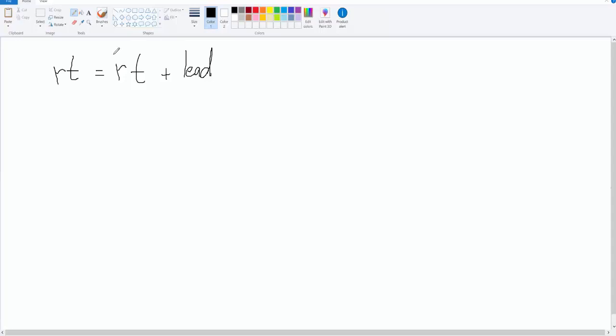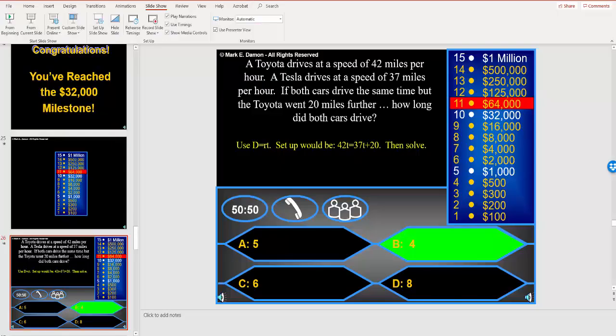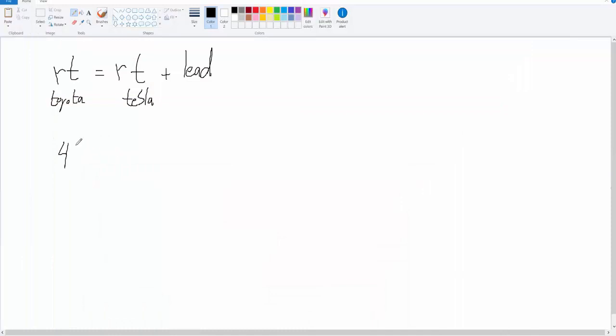We know that distance equals rate times time. So we have the rate times time of the Toyota over here, and then we have the Tesla over here. The fastest one will be over here. And we know that it was going 40, oh no, I forget already. 42. It was going 42. And the Tesla's going 37. And the lead was 20 miles.